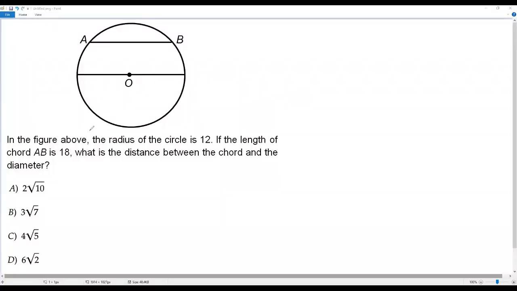Here we have a SAT math question. There is a figure given over here. In the figure above, the radius of the circle is 12. If the length of the chord AB is 18, what is the distance between the chord and the diameter?